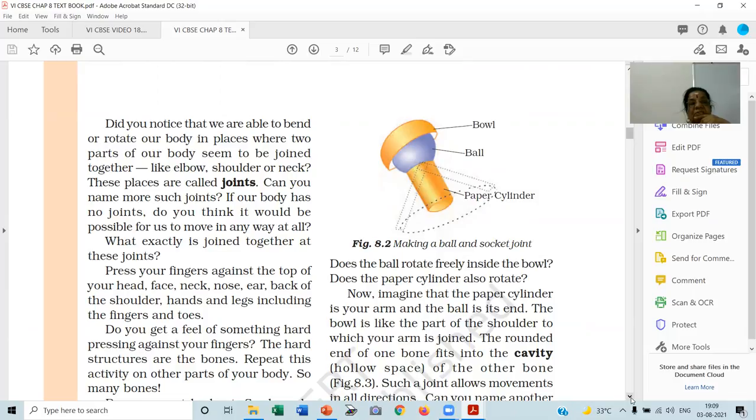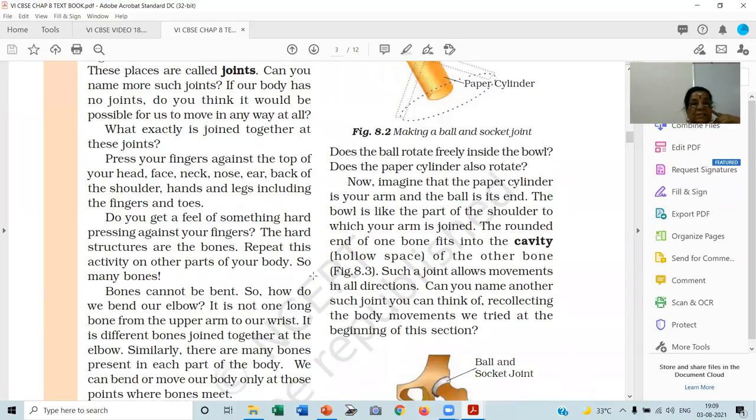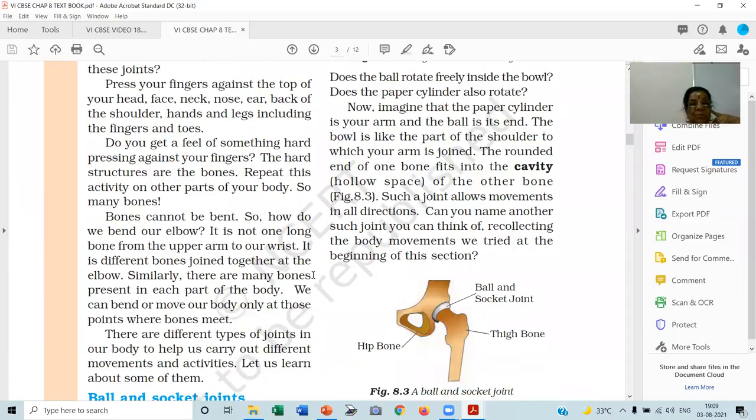You want me to read this? Body has. Press your fingers against the top of your head, face, neck, nose, ear, back of the shoulder, hands and legs, including fingers and toes. You feel something hard against pressing your fingers. The hard structures are the bones. Okay, so in the structure, go through the panel.